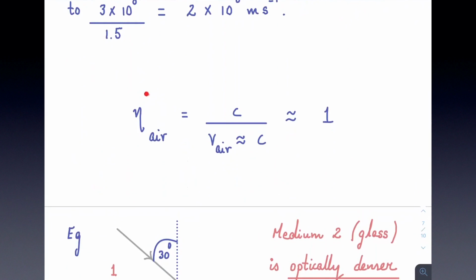Obviously, the refractive index of air results to be approximately equal to 1. And this is because it is found by dividing the speed of light in vacuum by the speed of light in air, which is approximately the same. So we get equal numerator and denominator giving approximately 1. Okay, so you should be aware of this because in problems it is taken for granted that you know that the refractive index of air is approximately equal to 1.